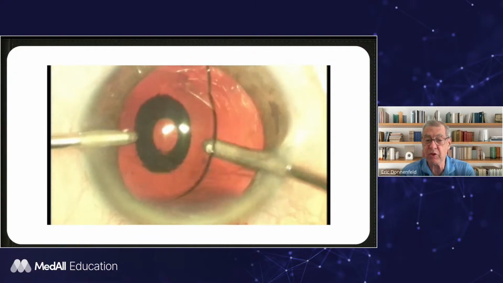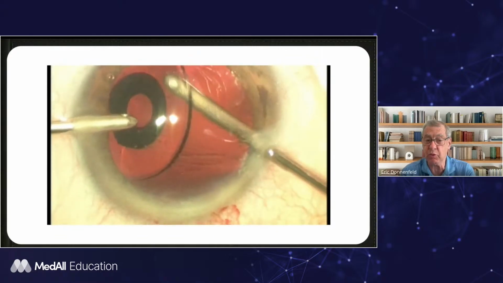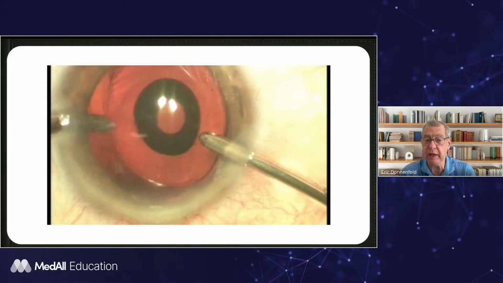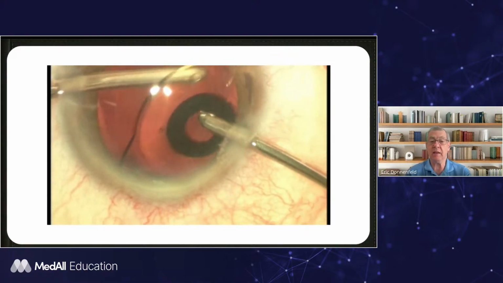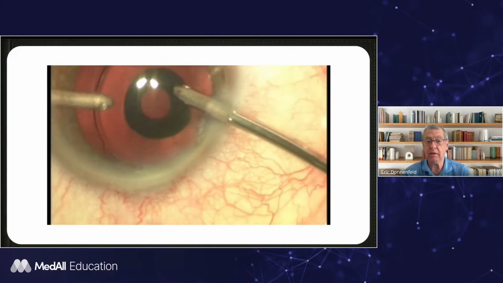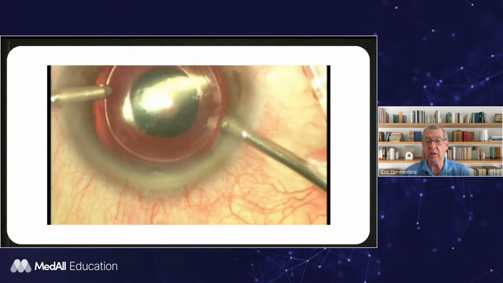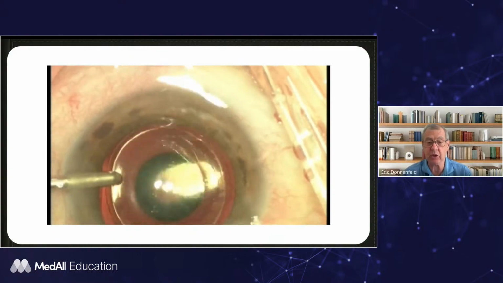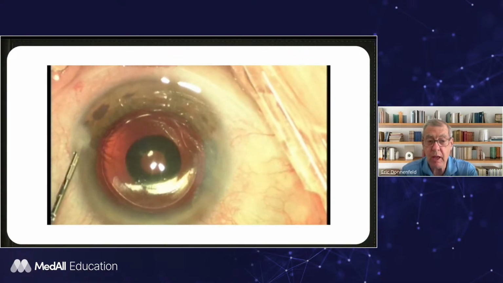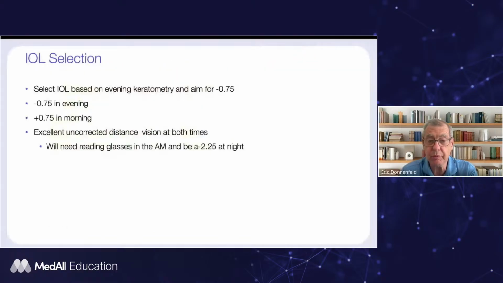We remove the viscoelastic behind the lens, in front of the lens as well. Put the lens into place. And now we're ready to send the patient home. We center the pupil on the visual axis, looking at the Purkinje images, and hydrate the wounds. By aiming for -0.75 at night, the patient was a -0.75 at night. And because of the 1.5 diopter visual fluctuation, the patient became a +0.75 in the morning, still having a 1.5 diopter swing.